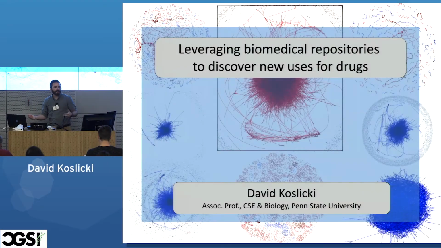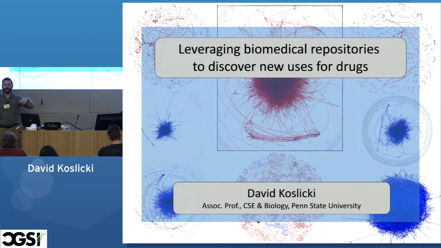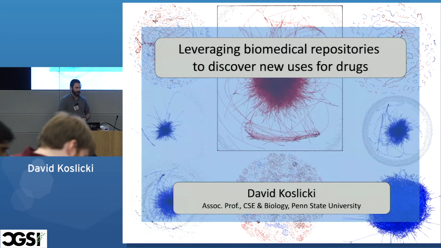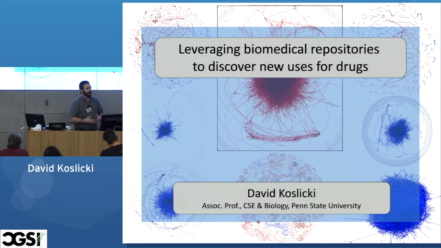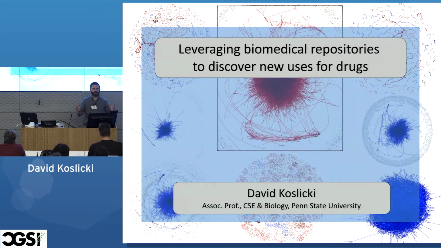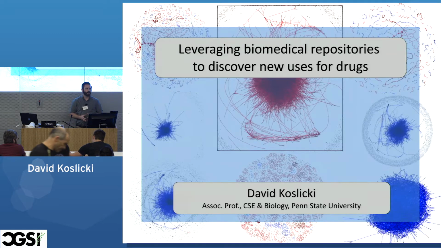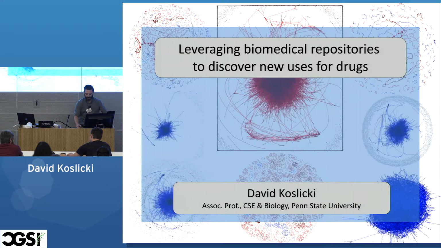I am David Koslicki. I've recently moved from a mathematics department at Oregon State University to a computer science and engineering and biology department at Penn State. So what I'm going to be talking about today is how we might be able to use large biomedical repositories to find new uses for already FDA-approved drugs, which is a little bit different than the stuff that I normally do. Usually I work in metagenomics and sort of mathematical computational biology.